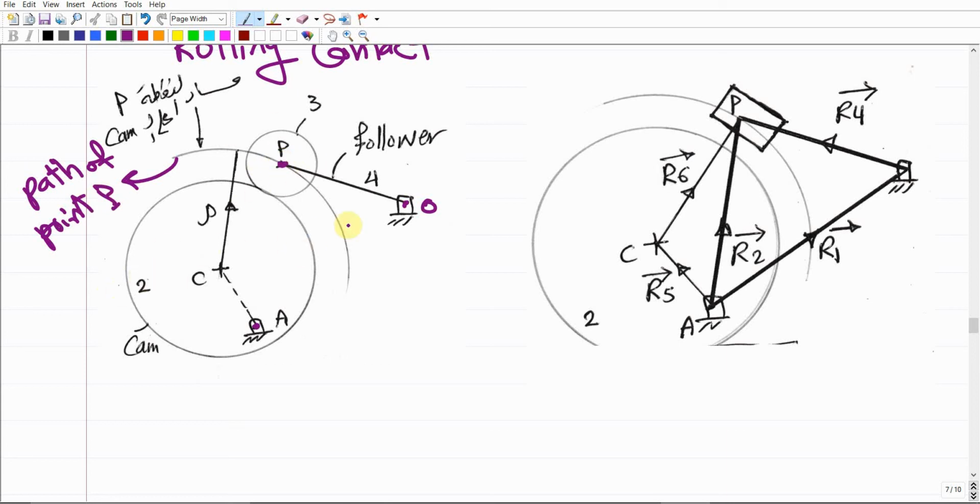If we decided to work on this problem as a rolling contact problem, first of all, I'm going to connect point B, which is the center point of the roller, to the center point of the cam, and I'm gonna set up a position vector between them. Then there is another position vector from A to C, which gives the rotation of the cam. This is gonna give us R2.